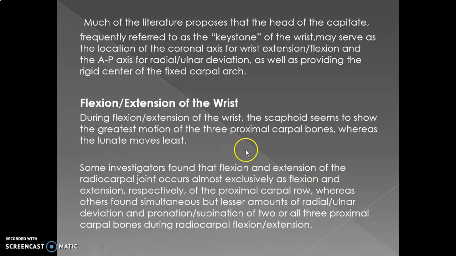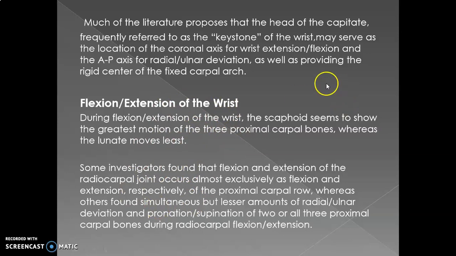Among the 3 proximal carpal bones, the one with the greatest motion is the scaphoid, whereas the lunate is comparatively not moving at all. So the scaphoid moves more, then the triquetrum, and then the lunate. The pisiform moves in a different biomechanical aspect.